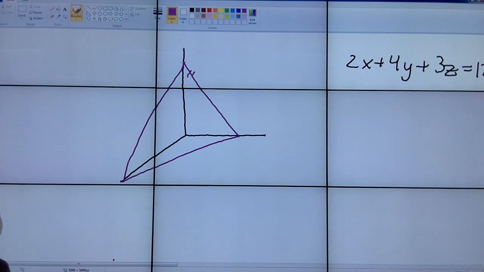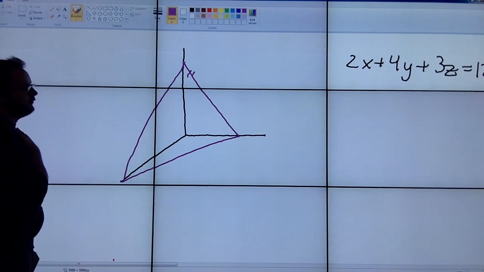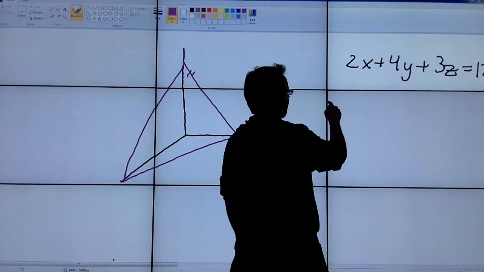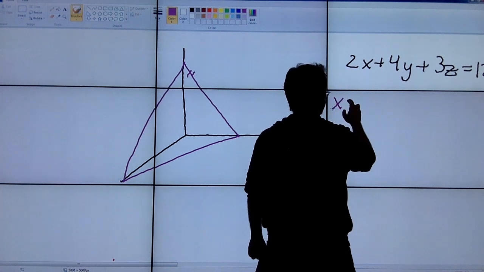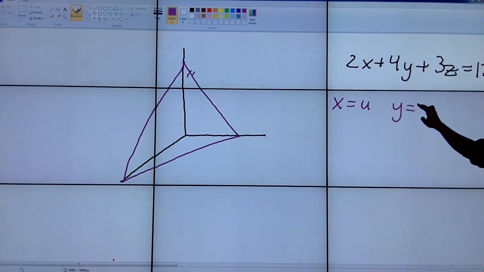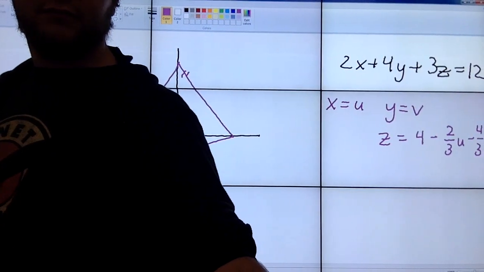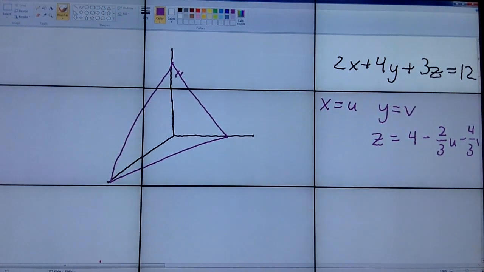Now, what's the x-intercept over here? Actually, no one cares. All right, let's find a parameterization. What's our standard, usual, go-to parameterization? X equals u. Y equals v. Z equals whatever you get when you solve for z here. So z equals 4 minus 2/3 u minus 4/3 v.